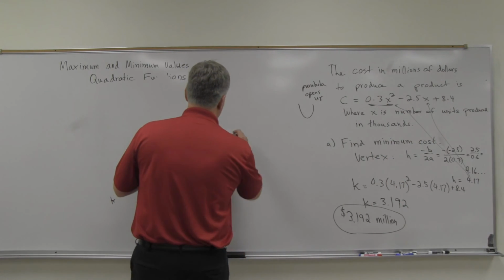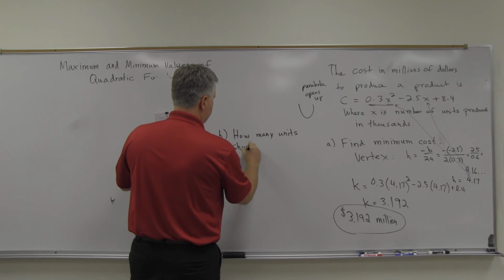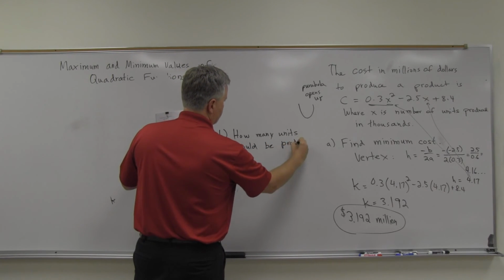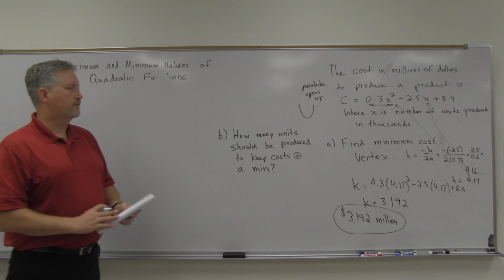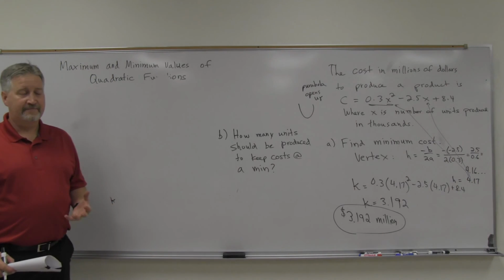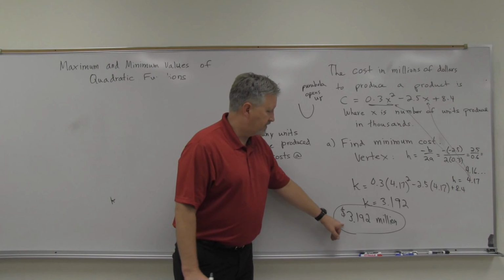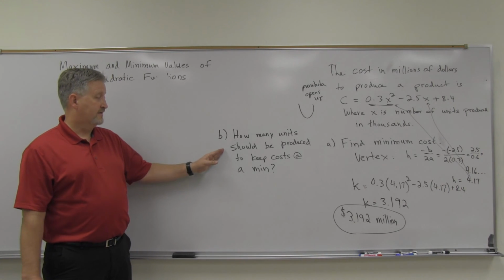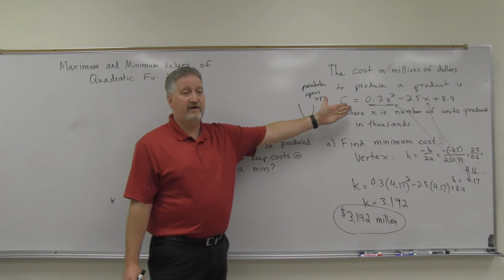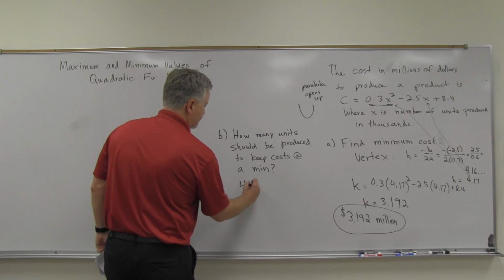So the B part here, the other part I may ask, is how many units should be produced to keep costs at a minimum? Well, actually the answer to the question we've already got here. It's just a matter of interpreting what we've got. So the minimum cost we know is 3.192. This is asking, how many units should be produced to give me that minimum cost? And the answer, of course, is the x value that gave me the minimum cost, which is the h value, 4.17 thousand.